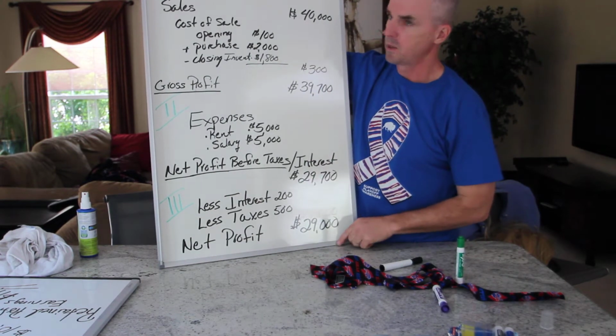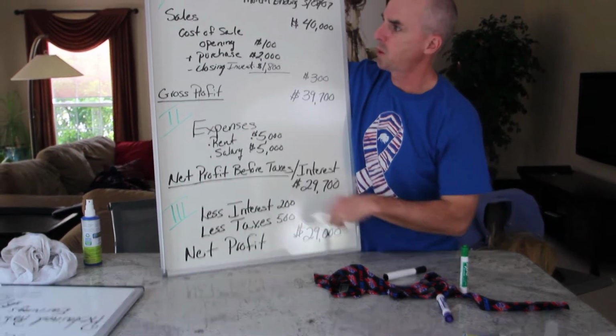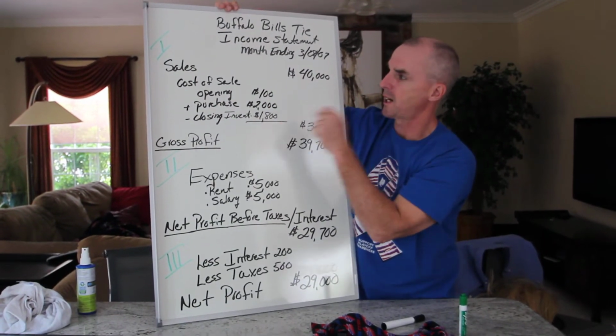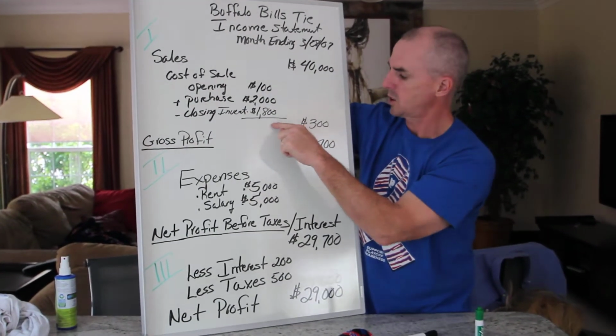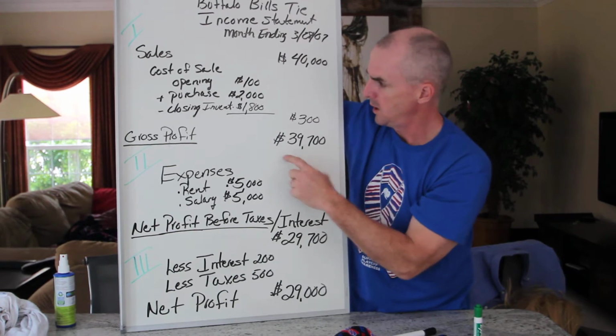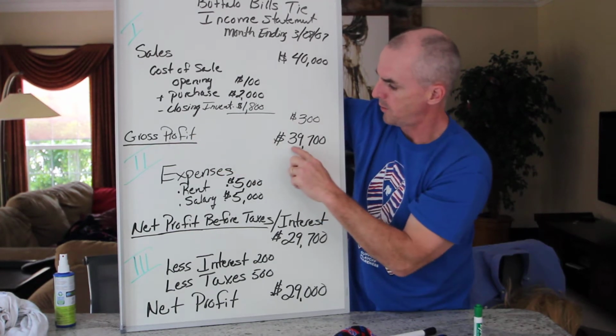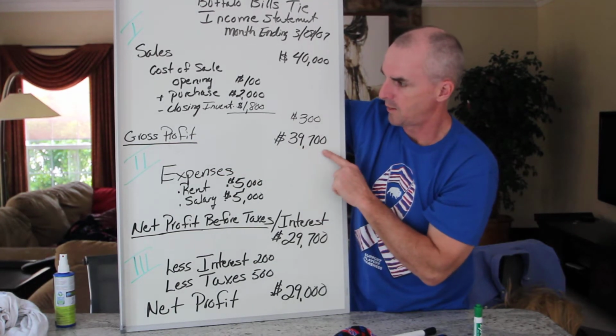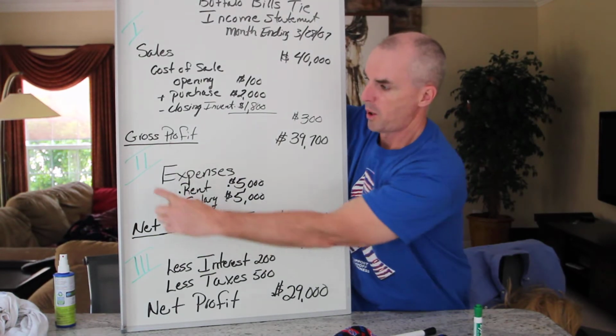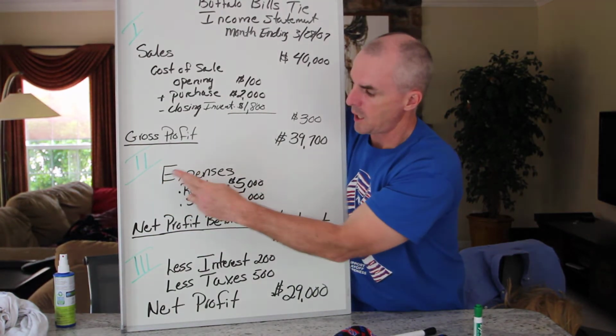Anyway, getting back to our Buffalo Bills tie company. This was a continuation from the last problem. Remember, we had sales of $40,000. There was a cost of the sale of $300,000. We ended up with gross profit of $39,700. Part 2 is now we have to pay the bills.